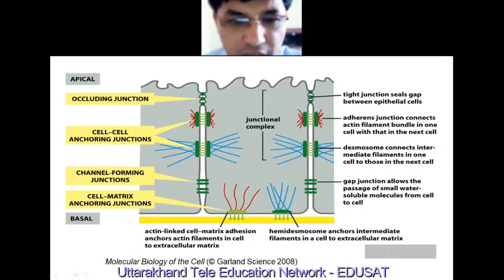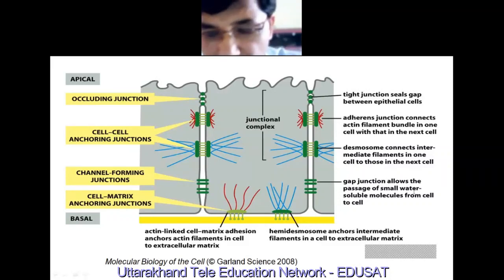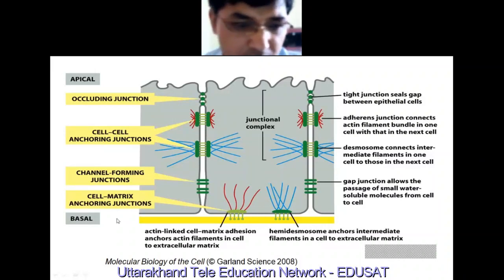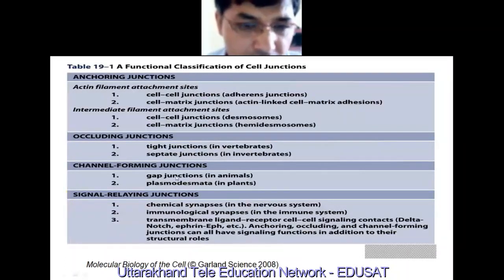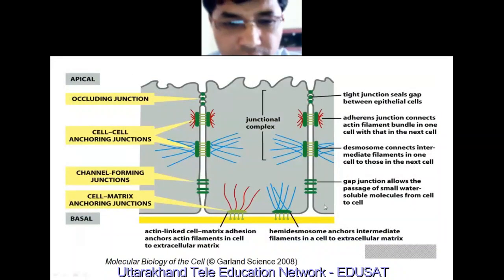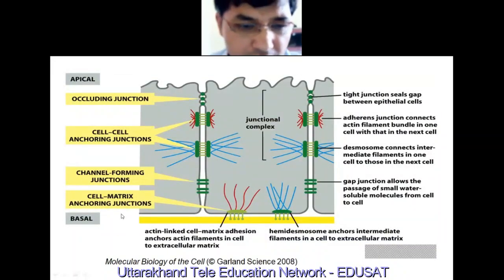If you have any problem regarding this one, you can write in the chat section, because someone is writing something. What about the plasmodesmata? Very good, Jagesh, you are very good. Plasmodesmata is just like a gap junction, and they are only found in plants. They are not found in animal cells. You will see here, plasmodesmata are just like the gap junctions. They are only found in plants, and in animals the gap junctions are found. That means plasmodesmata are channel forming junctions. I think you understand it.